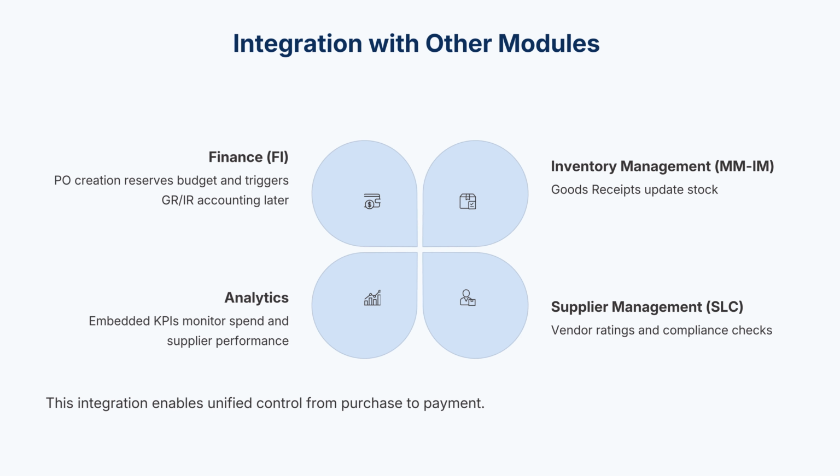Integration with other modules. Procurement in S/4HANA Cloud is tightly integrated. Goods receipt updates stock in inventory management. Invoice verification posts to finance, creating GRIR accounting entries. Supplier management ensures vendor quality and compliance tracking. Analytics provides spend visibility through embedded dashboards. Each integration ensures business continuity and accountability.